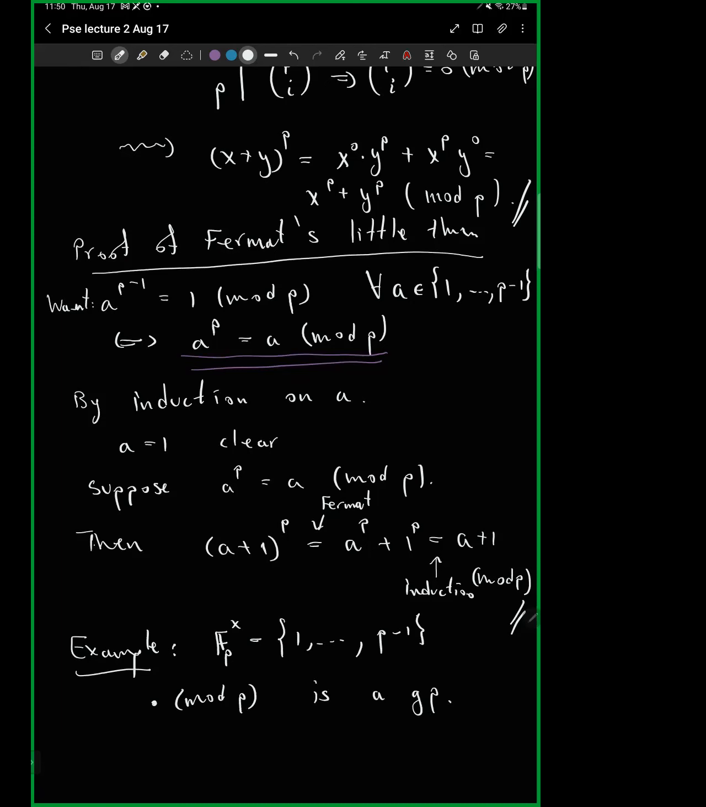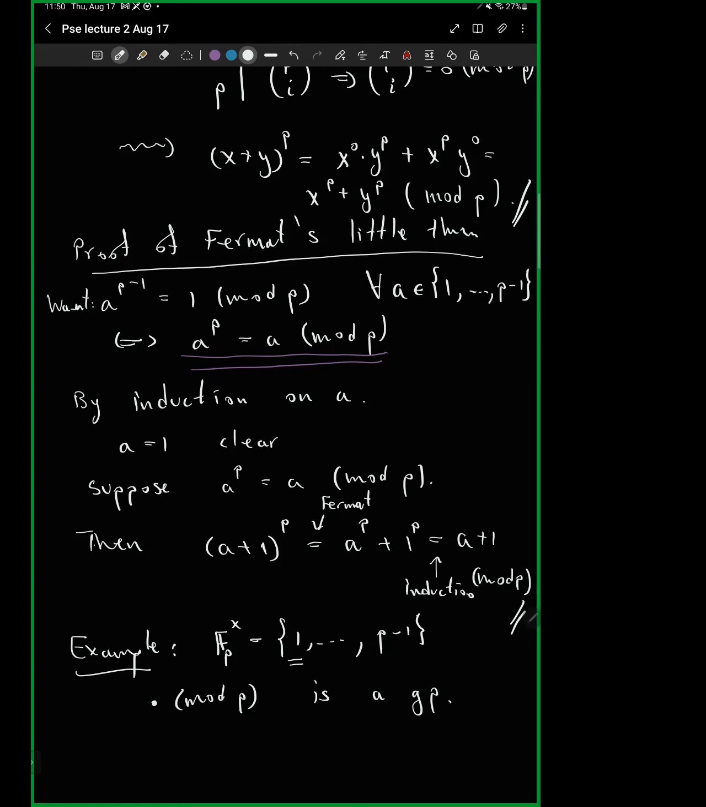So the obvious conditions to check is that this binary operation is associative. That's very clear because we said that multiplication mod p is associative. The unit element is 1 because we are in multiplication of numbers. 1 is going to be the neutral element to the binary operation.